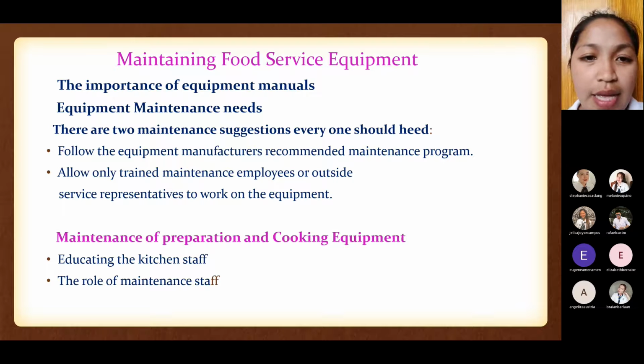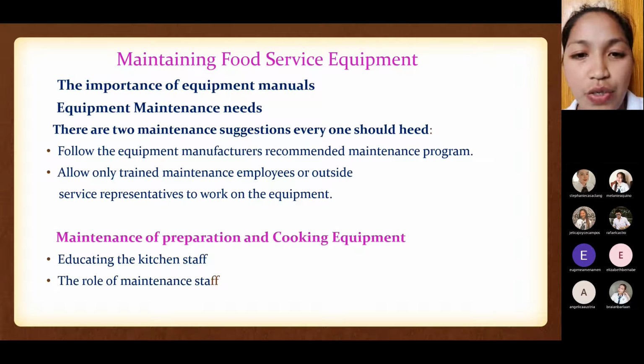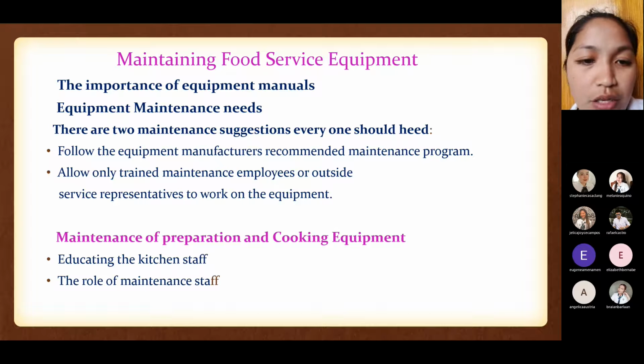Another one, maintaining food service equipment, the importance of the equipment manual. Equipment maintenance needs. There are two maintenance suggestions everyone should heed. One, follow the equipment manufacturer's recommended maintenance program. Two, allow only trained maintenance employees or an outside service representative to work on the equipment. Maintenance of preparation and cooking equipment. Number one, educating the kitchen staff. Number two, the role of maintenance staff.